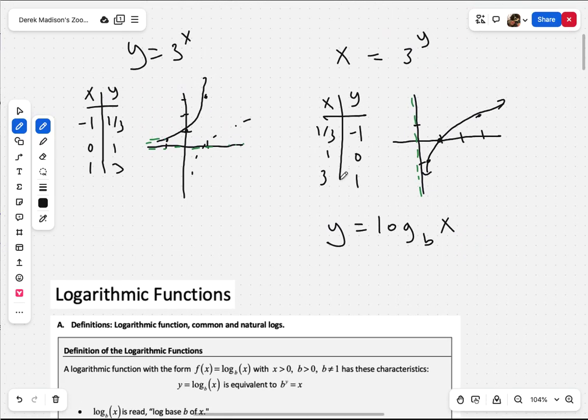So it's very, very backwards from how we're used to thinking of it. This right here would be y is 1, log base 3. What power do I raise 3 to get 3? And the answer is 1. So we're seeking exponents. Exponents are going to be our output in this case.